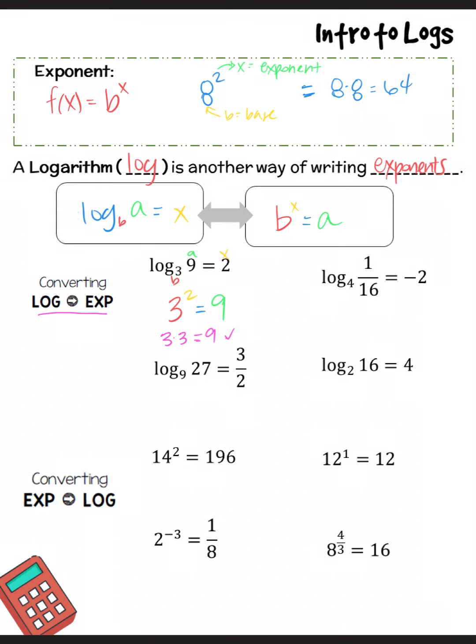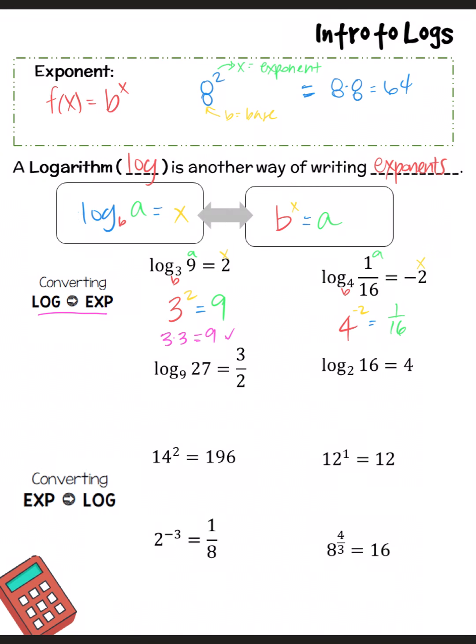Let's look at another example. So log base 4 of 1/16 equals negative 2. So let's rewrite that into exponential form. Base 4 to the negative 2 equals 1/16. Okay, let me back up here just to remind us about when we are raising to the negative power. That means that we are taking 4 squared, which is 16, but that negative means that the number that we get goes underneath a fraction. Negative exponent means that number goes on the bottom of a fraction, 1 over that.